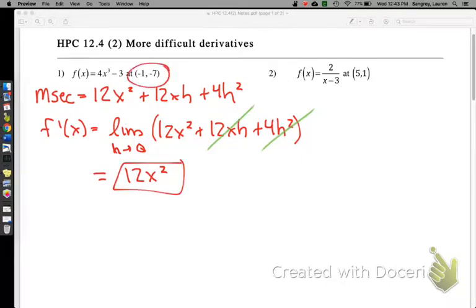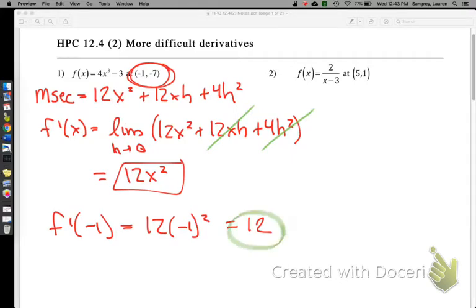So now the point we are given is -1, -7. So I'm going to evaluate the derivative at -1. Which is going to be 12. So there's our slope and there's our point. So we have y plus 7 equals the slope of 12 times x plus 1.